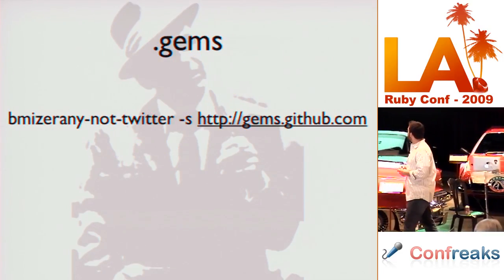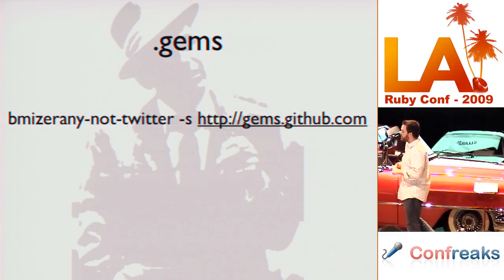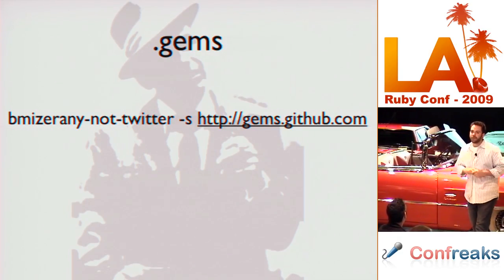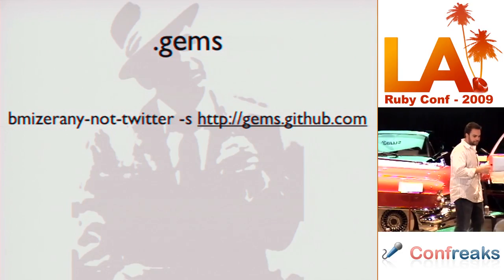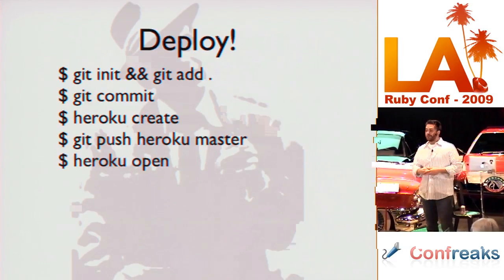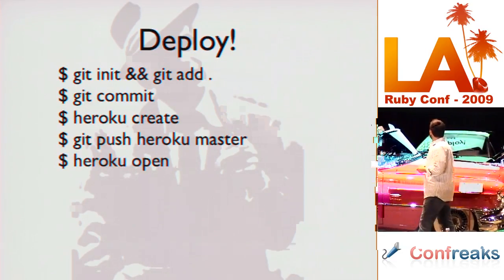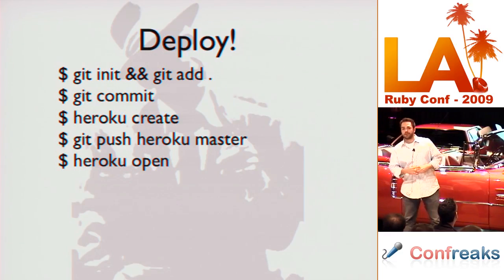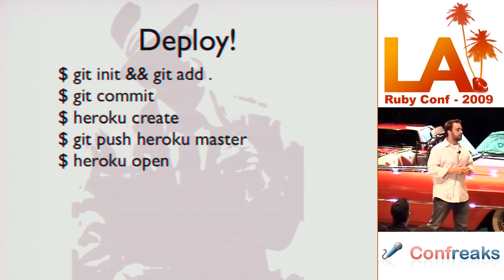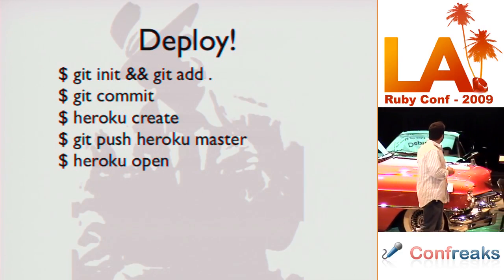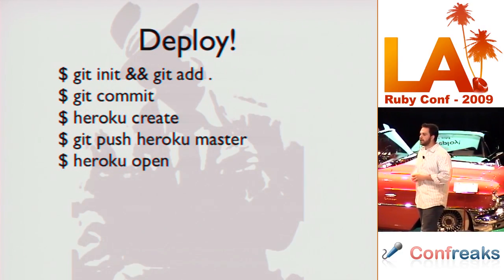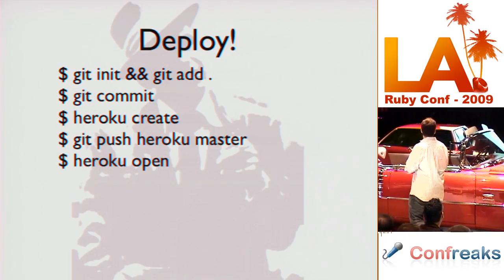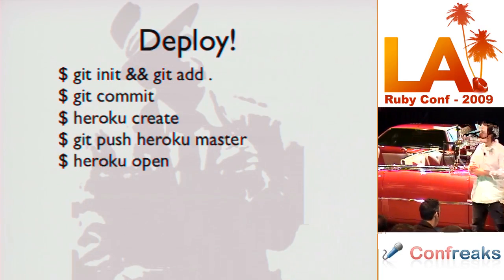My .gems file looks like this, and because I put my gem up on GitHub, it's going to be Mizerany, not Twitter, and then specify the source, which is GitHub. To simply deploy it, I init a repo, I add everything to it, I commit, I heroku create, which automatically adds a Heroku remote for me with the application that was created. I don't specify an application name here because I just like all the really cool, fun names that Heroku generates for me. I can rename it later. And then you do git push heroku master, and then heroku open.